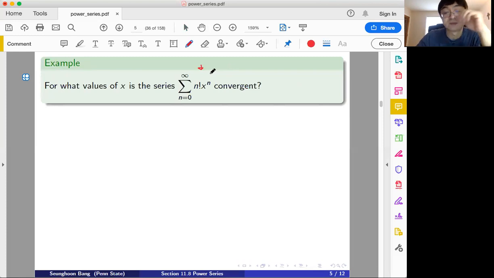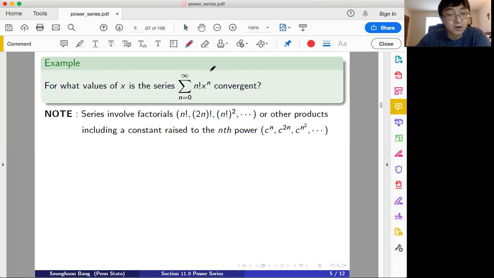So what do you think? Which test is possible for solving this series problem? Yes, the ratio test. It's good because the series involves factorials or other products, including a constant raised to the nth power, c to the n, c to the 2n, c to the n squared, some factorial forms. We use the ratio test, yes. So you calculate.